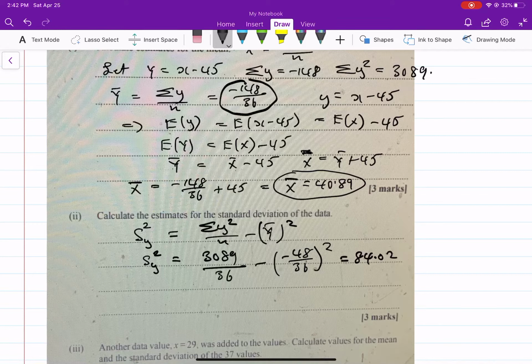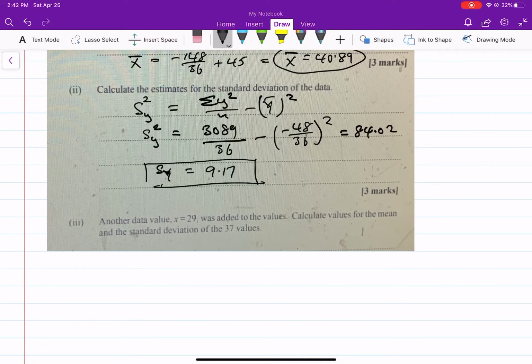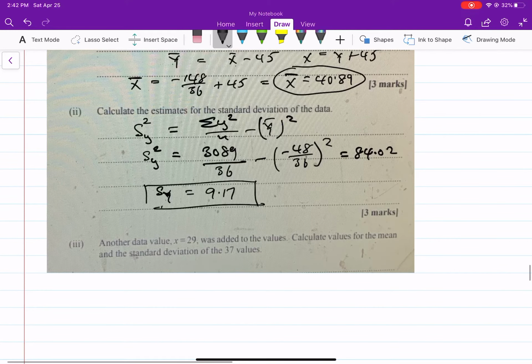And therefore Sy, the standard deviation for Y, is equal to 9.17. Y'all should check my numbers. I think I'm right though. But that's the standard deviation for Y. I want the standard deviation for X. Well, not a problem. Because what do we know?